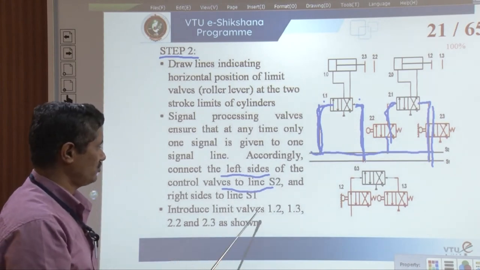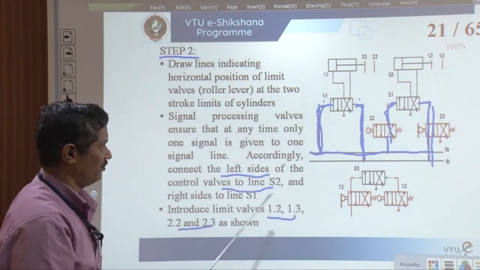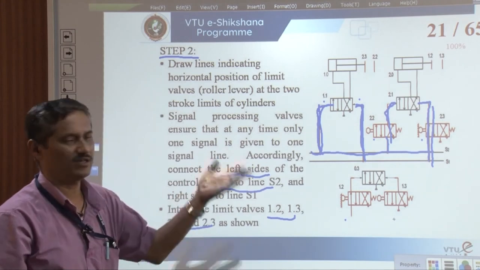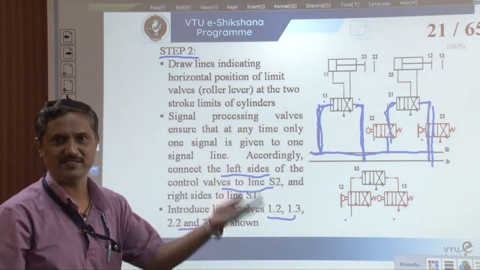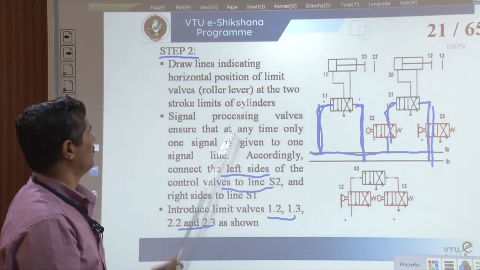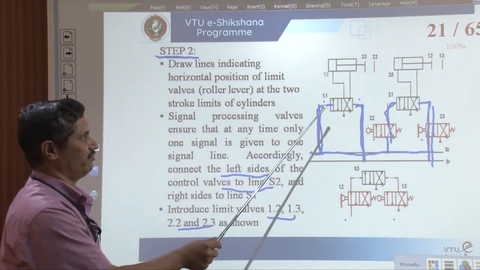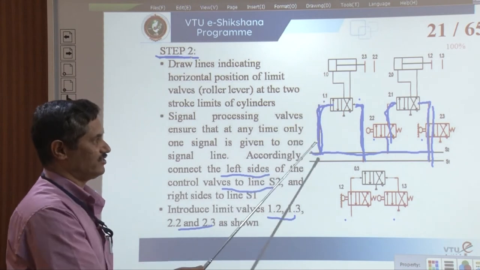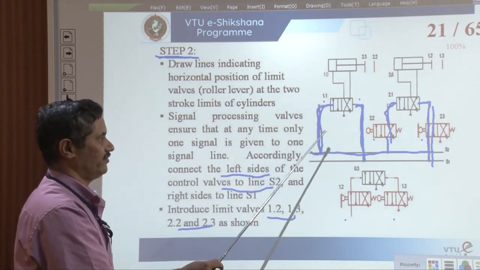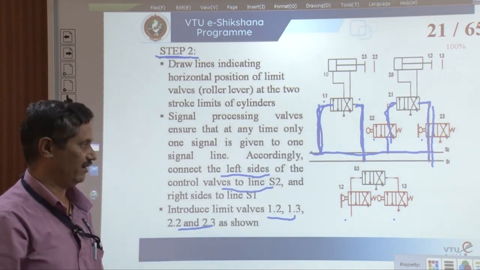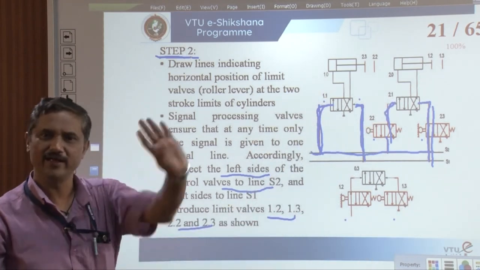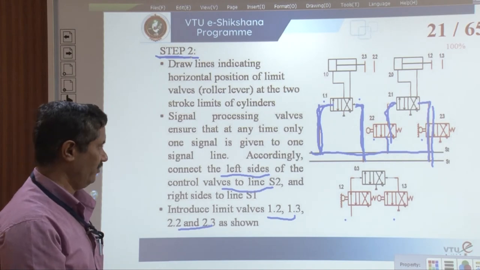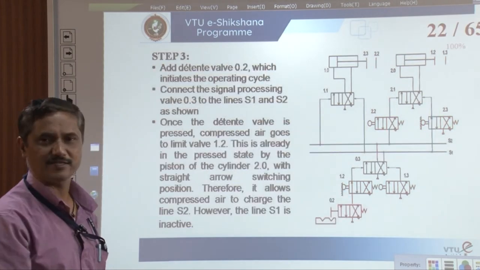And now, introduce the limit valves, these four, that is this, this, this, this. These are to give signals to the respective elements for the sequence. This is what we call step 2. In step 2, you are connecting the DCV lines to the respective headers, and distributing left to S2 and right to S1 of all the valves in this line. So that you are avoiding that, bifurcating that, creating different buses for them.